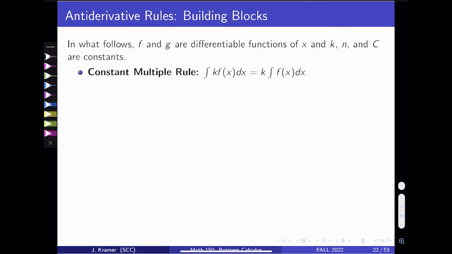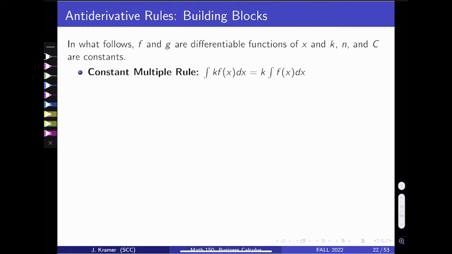In what follows, we'll assume that f and g are differentiable functions of x, and k, n, and c are all constants. In each of these cases, we're looking at the indefinite integral when we're talking about antidifferentiation rules. You should note that a definite integral will always have a numerical answer. An indefinite integral will result in a family of functions, so don't forget the plus c.